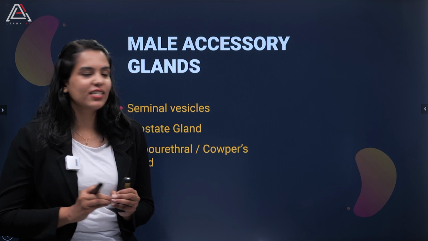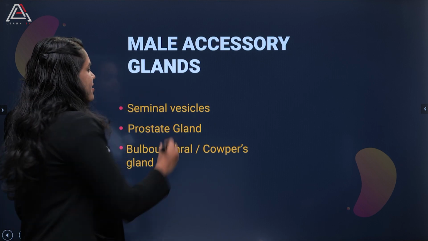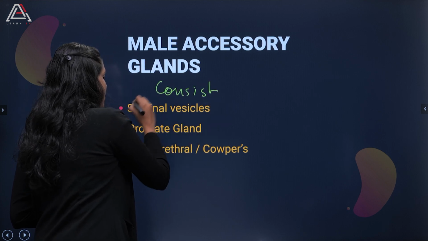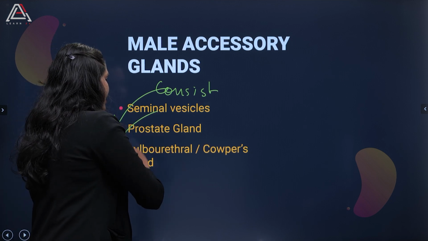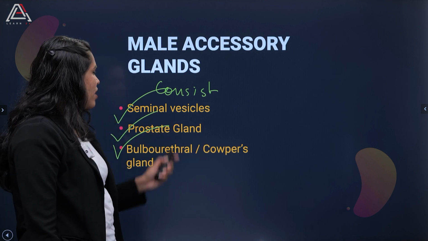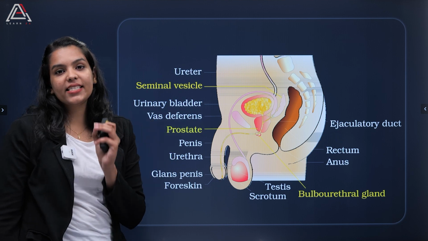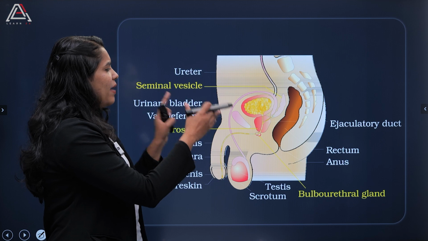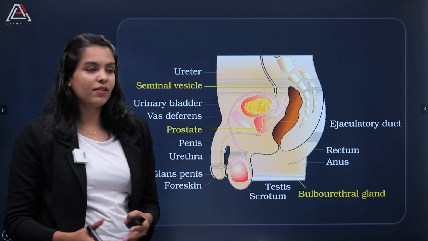So, talking about the male accessory glands, they consist of the seminal vesicles, the prostate gland, and the bulbourethral gland, or you can call it Cowper's gland. Okay, so let's try to understand each and every function. This structure, again, is an NCERT book structure. This structure is a view of the pelvis. So this is the pelvic view of the male reproductive system.